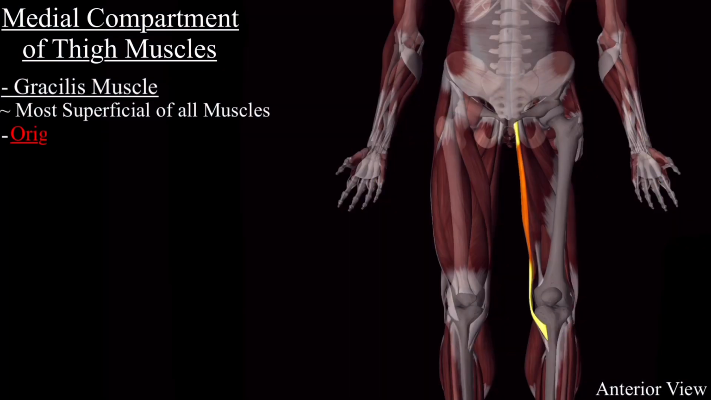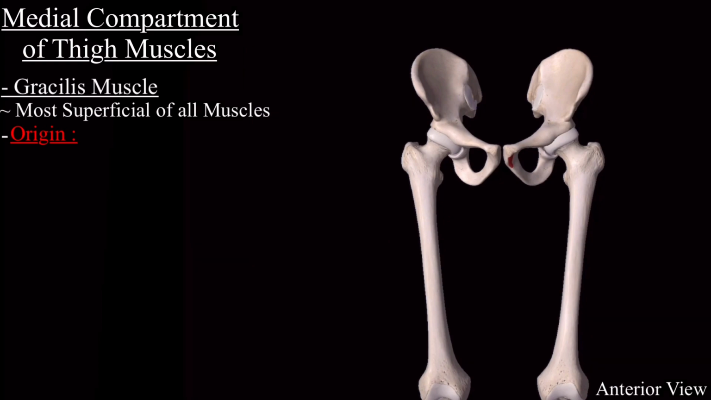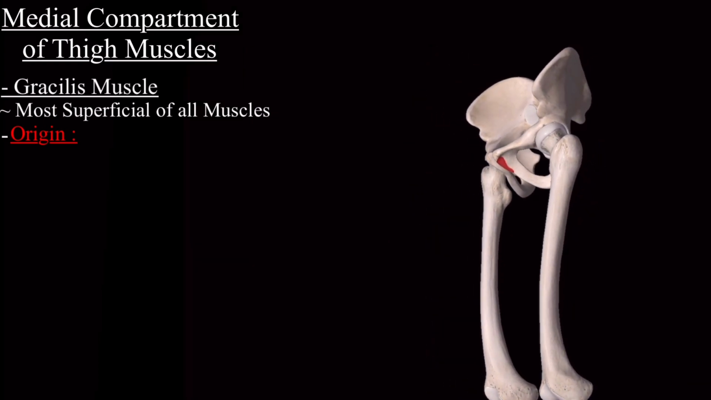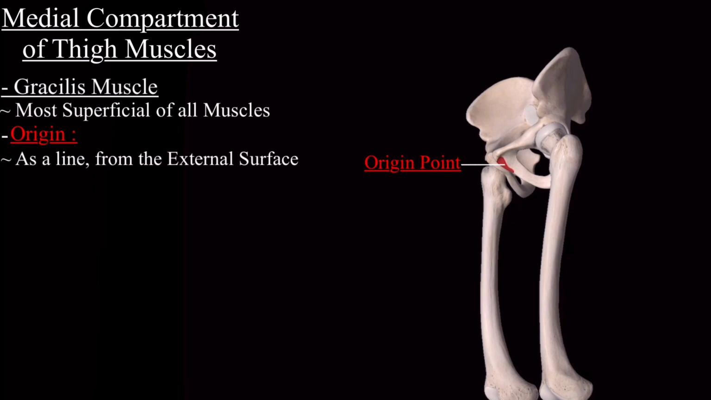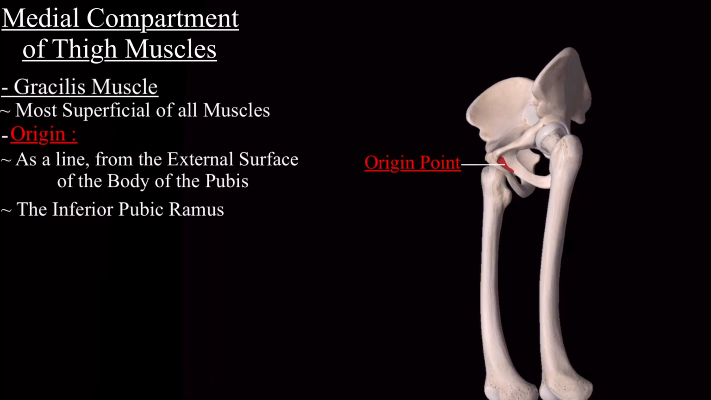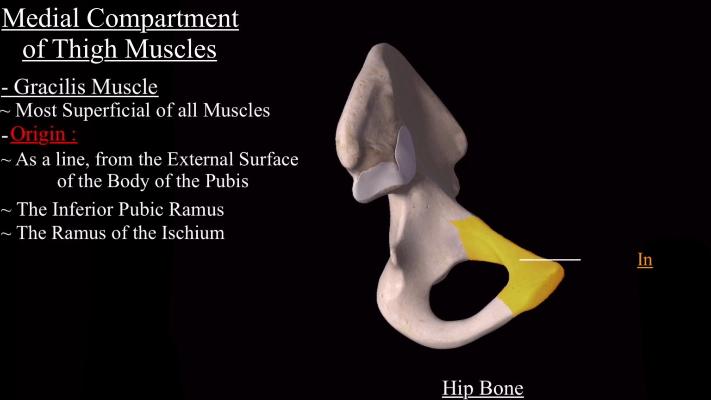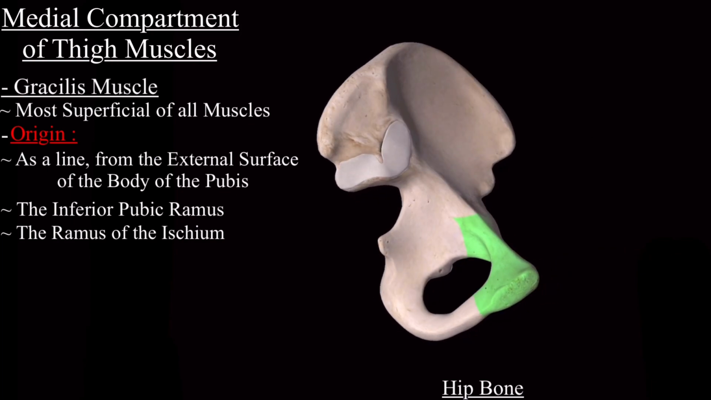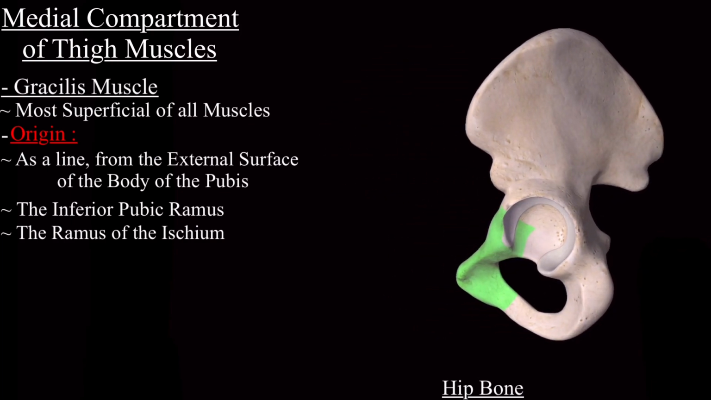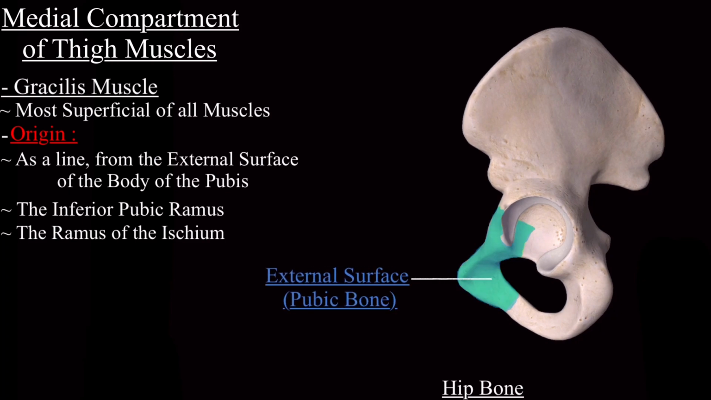Now we came to the origin of the gracilis muscle. It originates as a line from the external surface of the body of the pubis, the inferior pubic ramus, and the ramus of the ischium. This is isolated hip bone with the interior view. The highlighted green is the pubic part. This is the internal surface of the pubic bone. And this is the external surface.